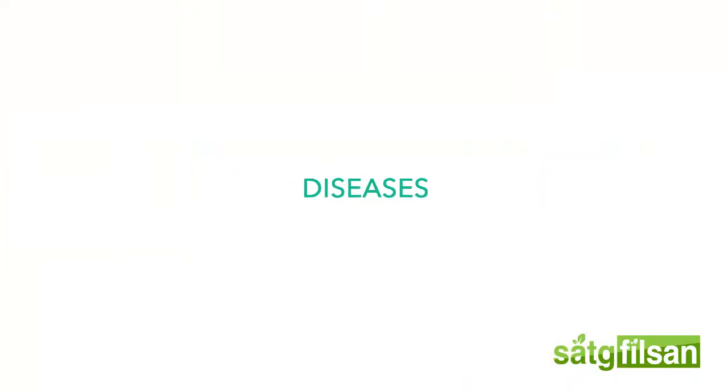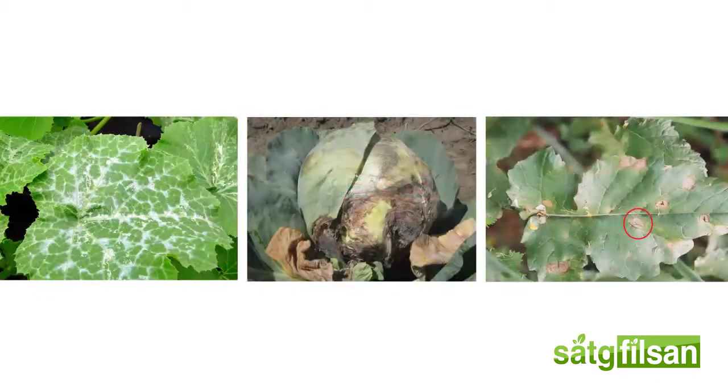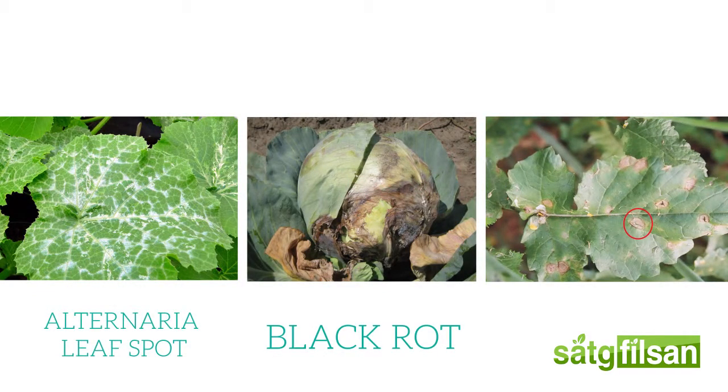Diseases. There are several diseases to look out for, such as black rot, Alternaria leaf spot, and the turnip mosaic virus.